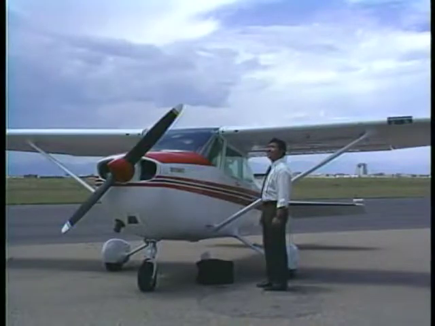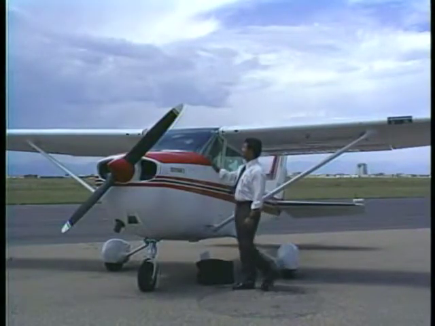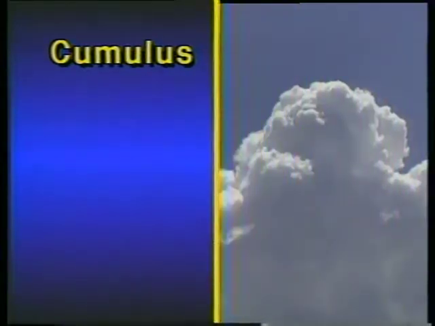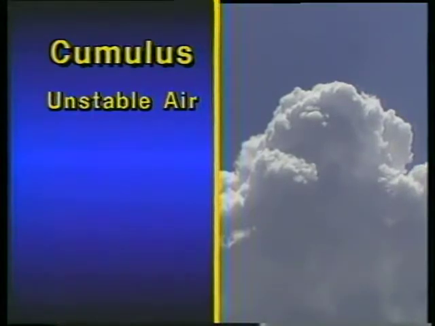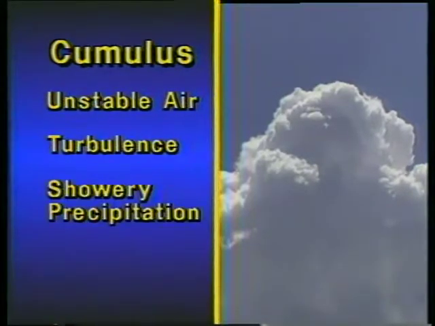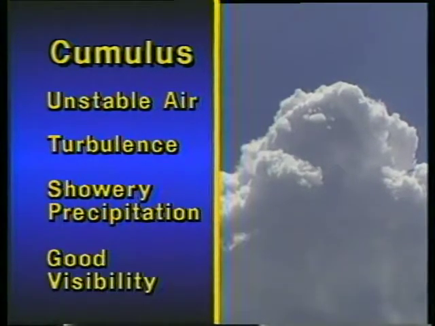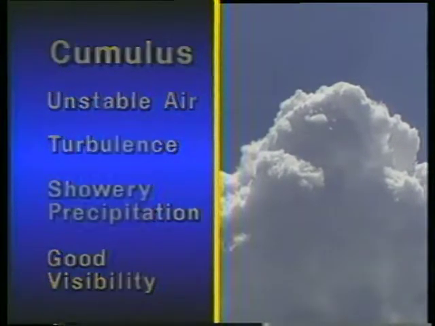Air mass stability plays a large role in the development of weather. We can best see this role in the development of clouds. There are two basic types of clouds, cumulus and stratus. Cumulus clouds are formed by rising currents of air, which gives them a piled up or bunched appearance. They warn of unstable air, turbulence, and showery precipitation. Visibility outside the precipitation is usually good.